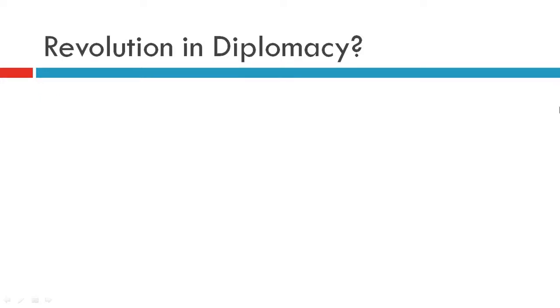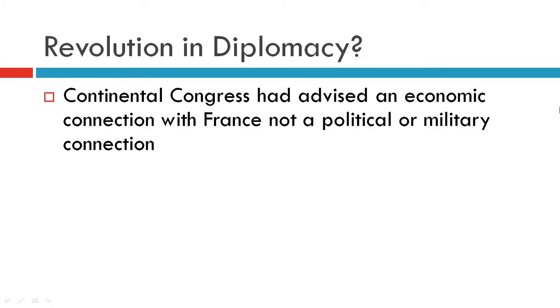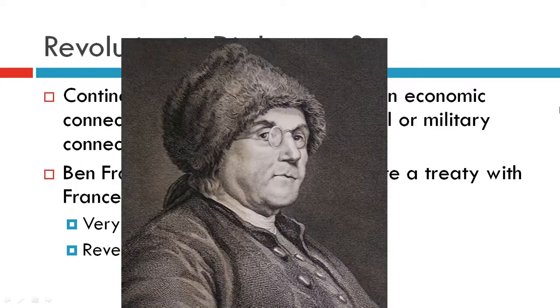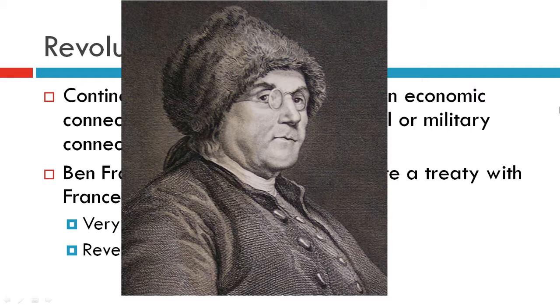So the Continental Congress initially recommended an economic connection with France, not a political or military connection, and they sent Ben Franklin to Paris to negotiate a treaty. He was dressed very simply, and he was revered by Parisians. Here you can see him in his homespun clothing with his plain gray hair hanging out of his fur cap. He was the American enlightened thinker. He was the scientist, and they loved him in France.